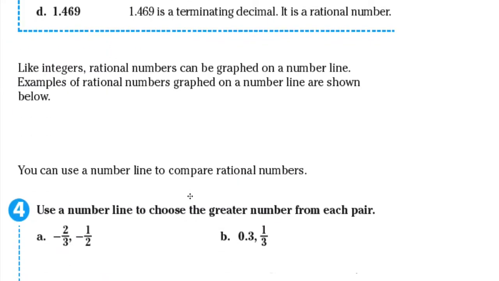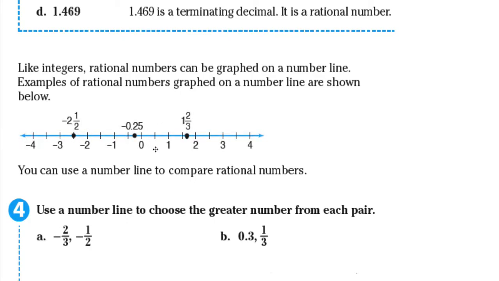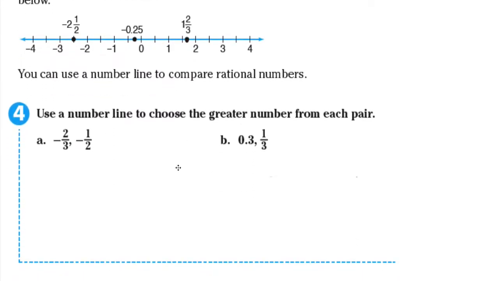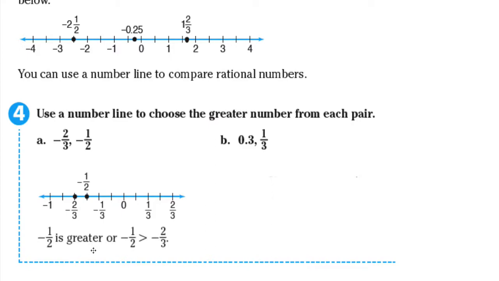And like integers, rational numbers can be graphed on a number line. Examples of rational numbers graphed on a number line are shown below, and this is how you graph your rational numbers on a number line. We can use that same number line to compare, to choose the greater number from each pair. -2/3 and -1/2: we know that -2/3 is to the left of -1/2. So in this case, -1/2 is greater than -2/3.